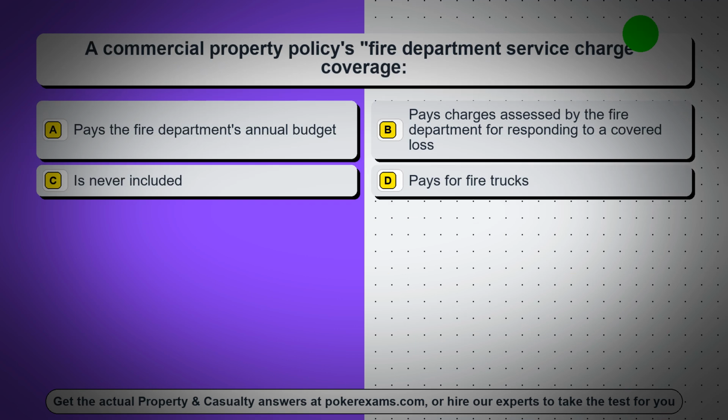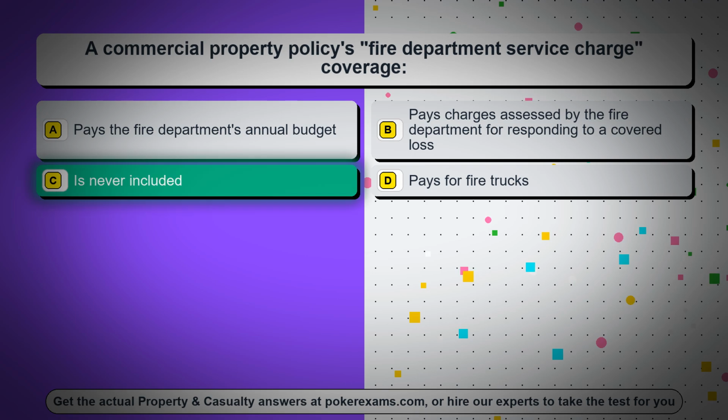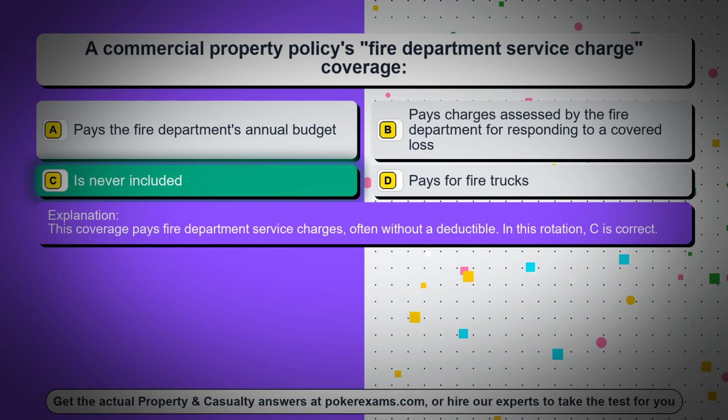Question 49. A commercial property policy's fire department service charge coverage: option A, pays the fire department's annual budget. Option B, pays charges assessed by the fire department for responding to a covered loss. Option C, is never included. Option D, pays for fire trucks. The correct answer is option C, is never included. This coverage pays fire department service charges, often without a deductible. In this rotation, C is correct.